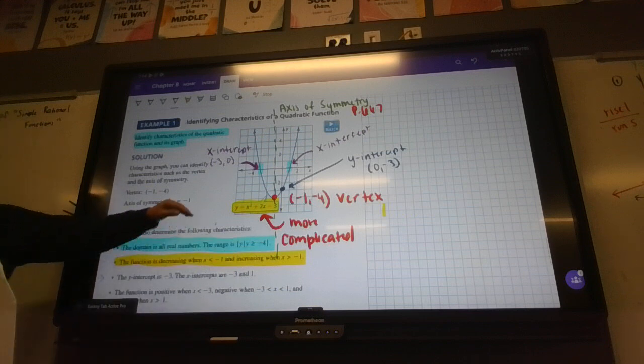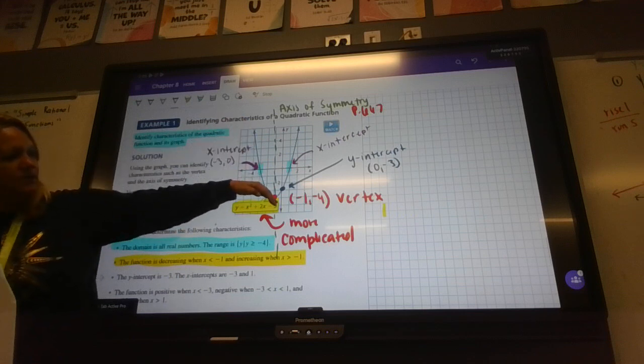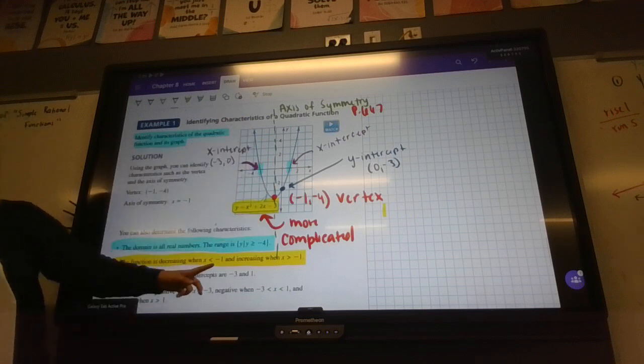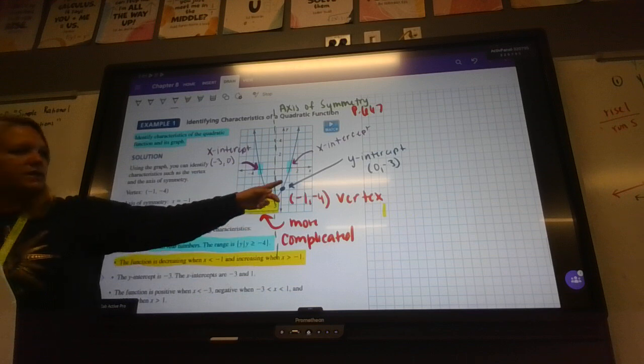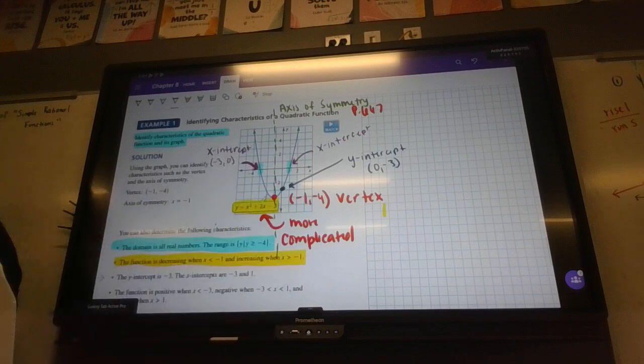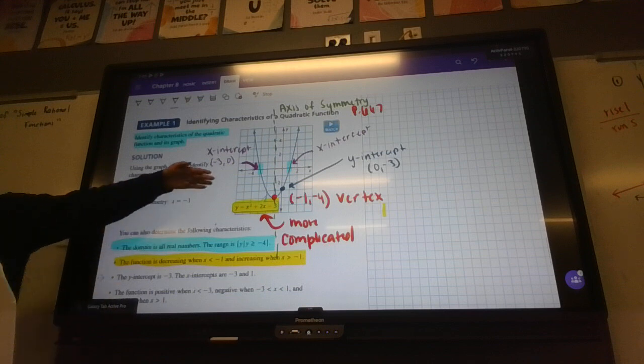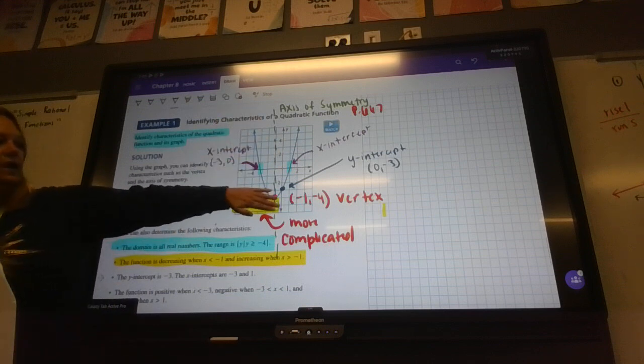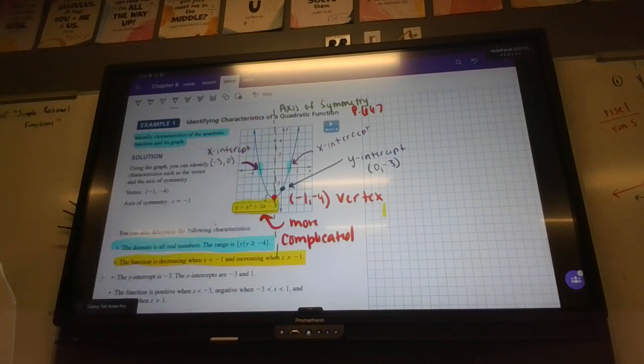The function is decreasing, down, until x is -1. And then it turns and it begins increasing when x is more than -1. And I've done all the other stuff. Oh no, positive is above the x-axis. Negative is below the x-axis. So they're asking you to identify 1, 2, 3, 4, 5, 6, 7, 8 different characteristics of a parabola. It's a lot. It's a lot.